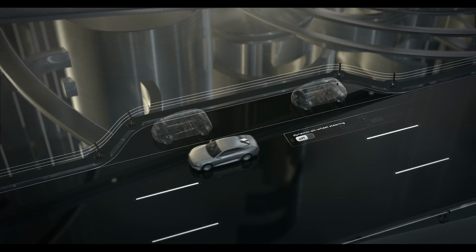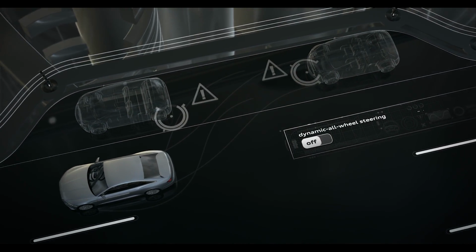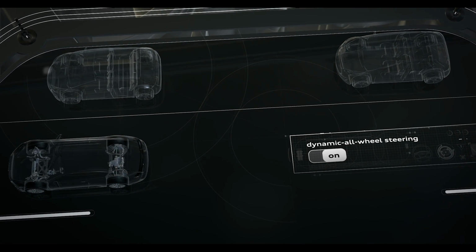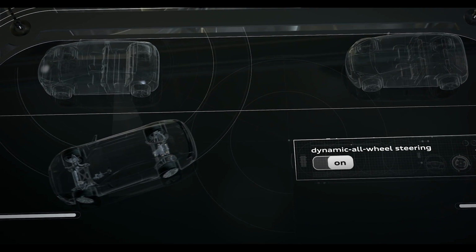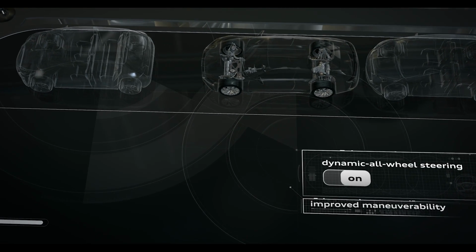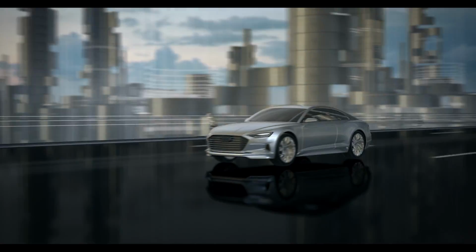Tight parking situations are a familiar challenge for vehicles with conventional steering systems. Dynamic all-wheel steering reduces the turning circle and makes the vehicle more maneuverable. Dynamic all-wheel steering also plays to its strengths when on the move.